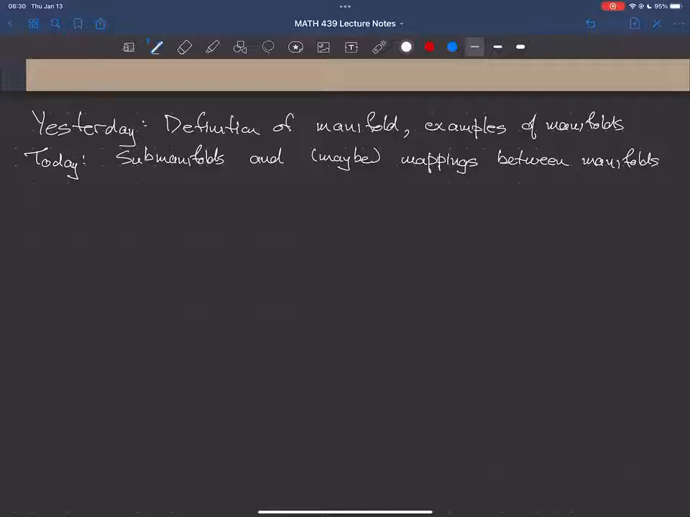Okay, so as I have written down here, yesterday we talked about manifolds, definitions and examples. In the examples, we showed that open subsets of Euclidean space are manifolds in an obvious way. And then we showed at some length that S1, the unit circle in R2, is a manifold, and we did that by constructing an atlas for it.